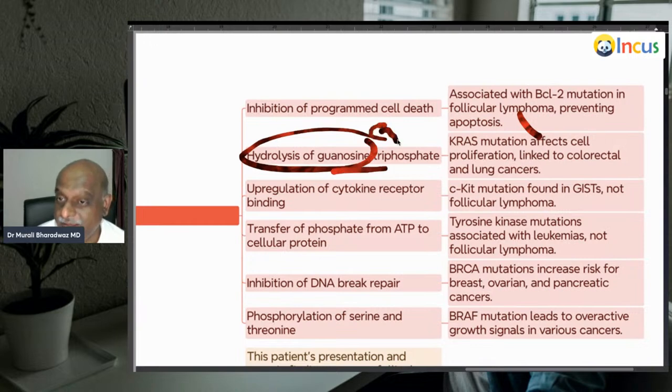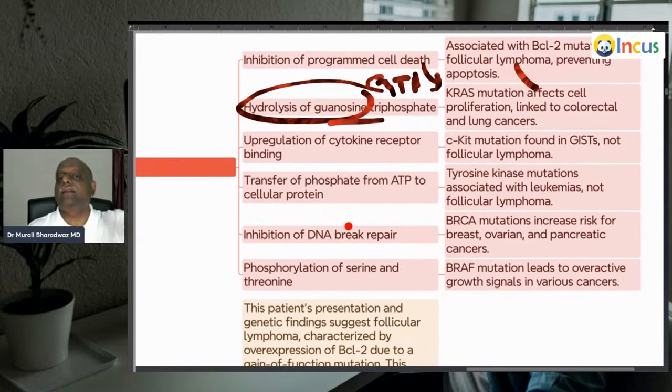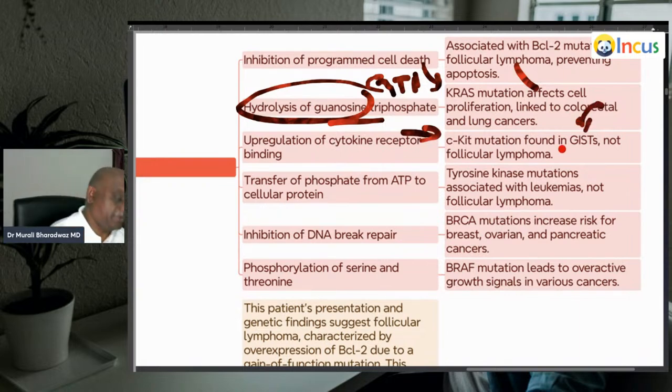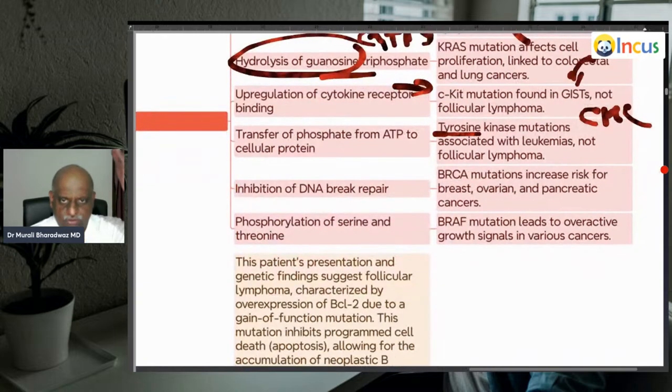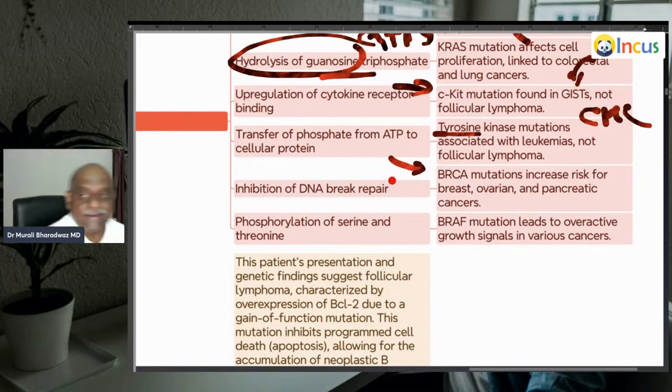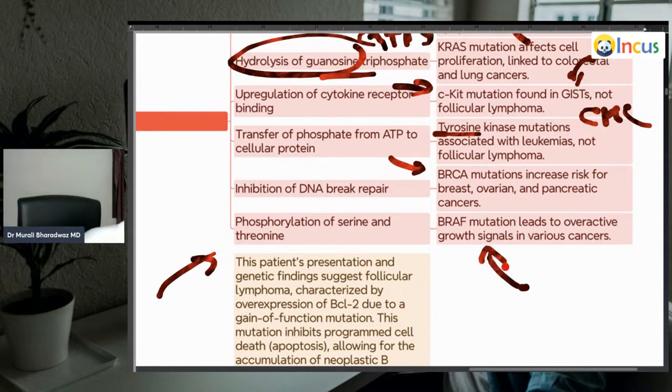Hydrolysis of GTP is a mechanism in KRAS mutation that affects cell proliferation in colorectal and lung cancers. Upregulation of cytokine receptor binding is the mechanism in c-kit mutation found in gastrointestinal stromal tumors. Transfer of phosphate from ATP to the cellular protein, that is phosphorylation with tyrosine kinase mutations, is a feature of chronic myeloid leukemia. Inhibition of the DNA break repair is a mechanism in BRCA mutations, which increase the risk of breast, ovarian, and pancreatic cancer. Phosphorylation of the serine and threonine is the mechanism in BRAF mutations that lead to various cancers.